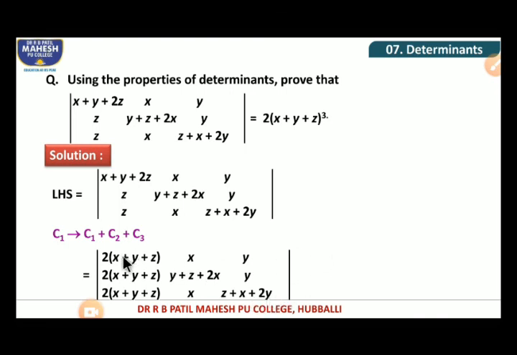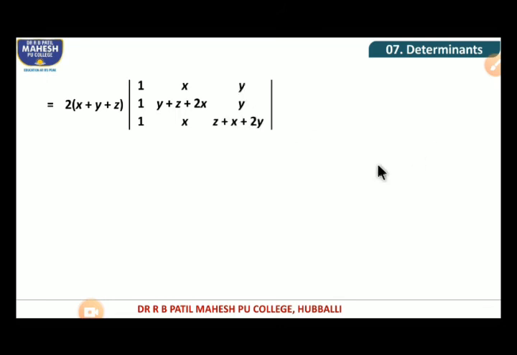Now we have 2 into the bracket of x plus y plus z common in the first column, so we can take out 2 into the bracket of x plus y plus z common from c1. We have 2 into the bracket of x plus y plus z into the determinant 1 1 1 in the first column, and the remaining 2 columns are written as they are. And similarly, as I told you in the previous example, if we have 1 1 1 in the first column, we can do r2 minus r1, and also r3 minus r1. Therefore do this first operation.